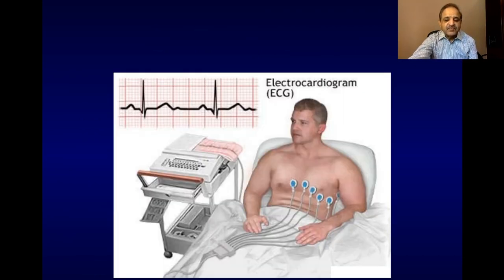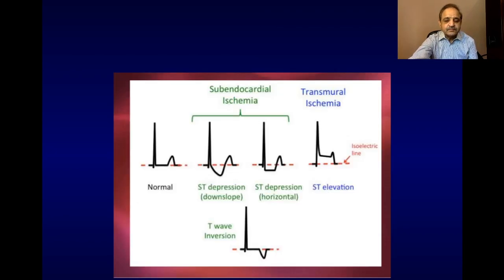This is how we perform the resting ECG. On the left side is normal, and in the middle you can see ST depression. So these are the features of subendocardial ischemia. On the right side is ST elevation, which is due to complete occlusion of the coronary artery in acute myocardial infarction, which we will discuss in subsequent lectures. These are the ECG changes.